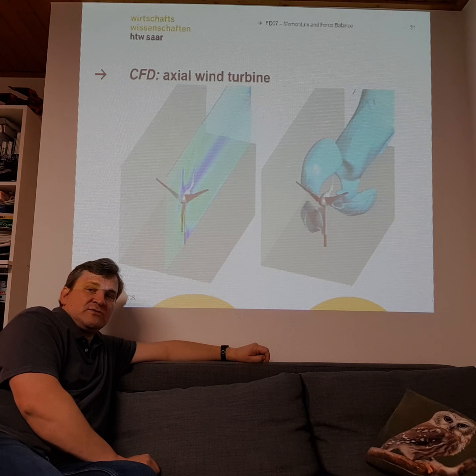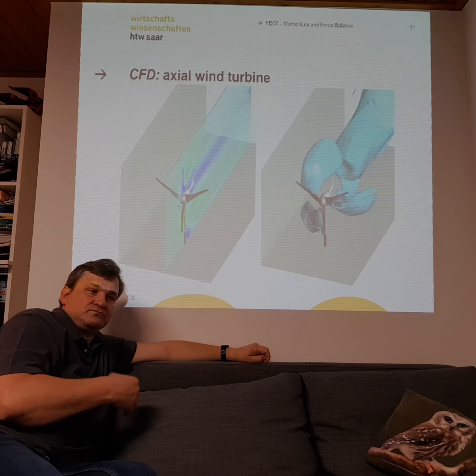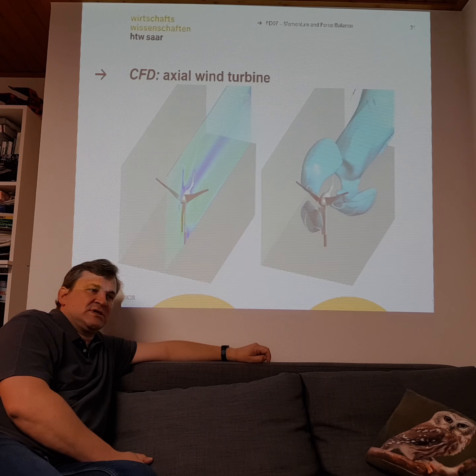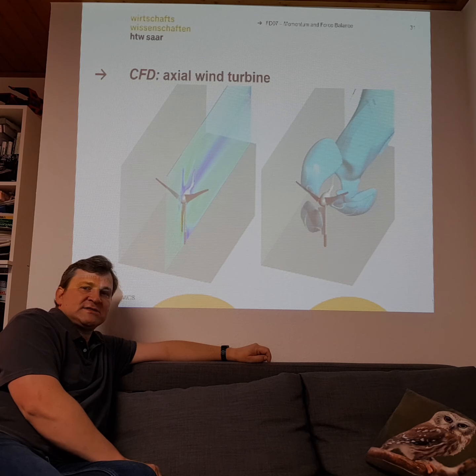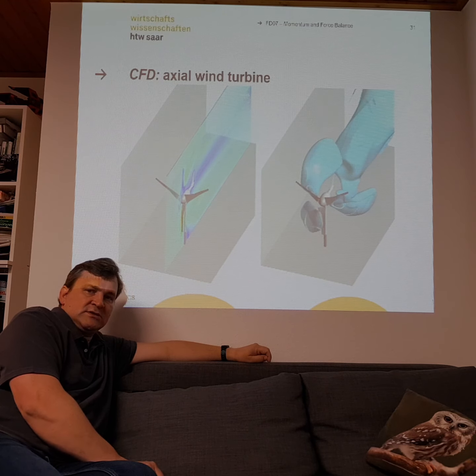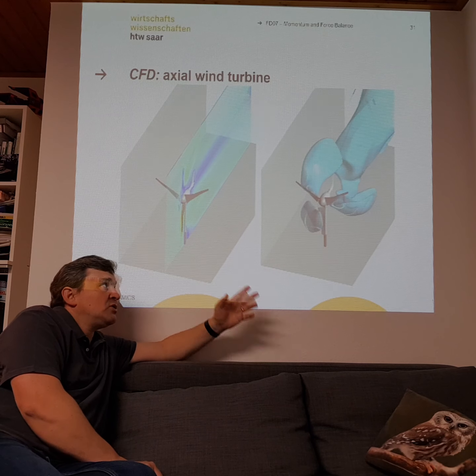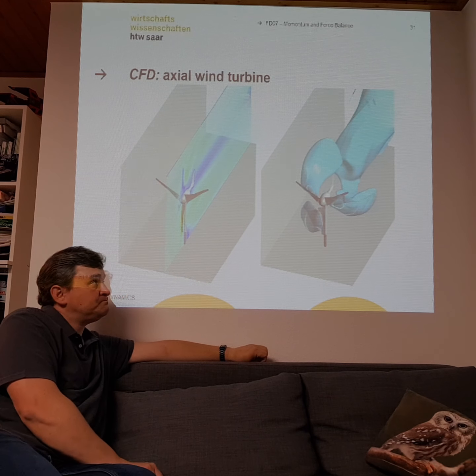And that's something we want to do in our CFD examples, in our homework. We want to have a look at an exercise where you make a CFD calculation of such a plate.